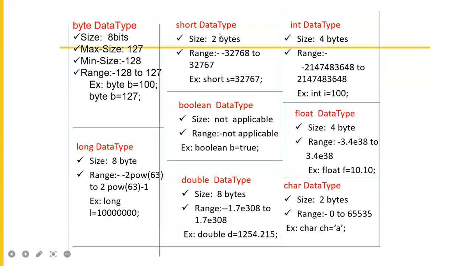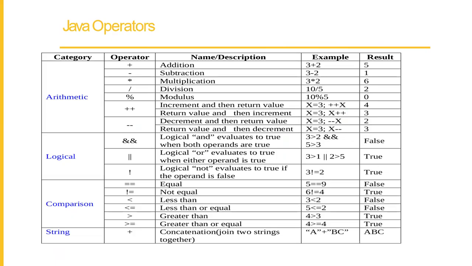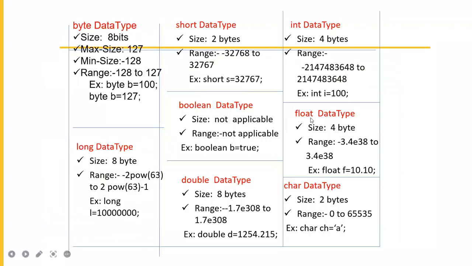Short is also 2 bytes, with a range of minus 32768 to 32767. Integer is double of your short, and long is double of your integer. For boolean, the size is not applicable, because the resultant value is just true or false. A float stores 4 bytes with an exponential value.